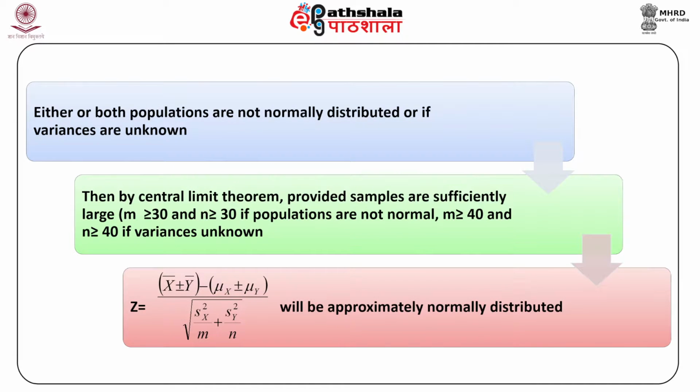If either or both populations are not normally distributed, or if variances are unknown, then by the central limit theorem, provided samples are sufficiently large, which means m is greater than or equal to 30 and n is also greater than or equal to 30, and if populations are not normal, where m is greater than or equal to 40 and n is also greater than or equal to 40, if variance is unknown, then z could be written as (x bar plus minus y bar) minus (mu x plus minus mu y) upon the square root of s x square by m plus s y square by n, which will be approximately normally distributed.